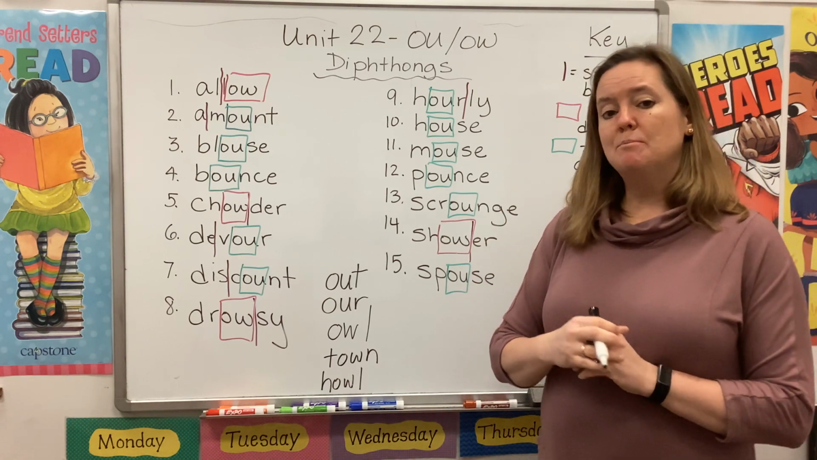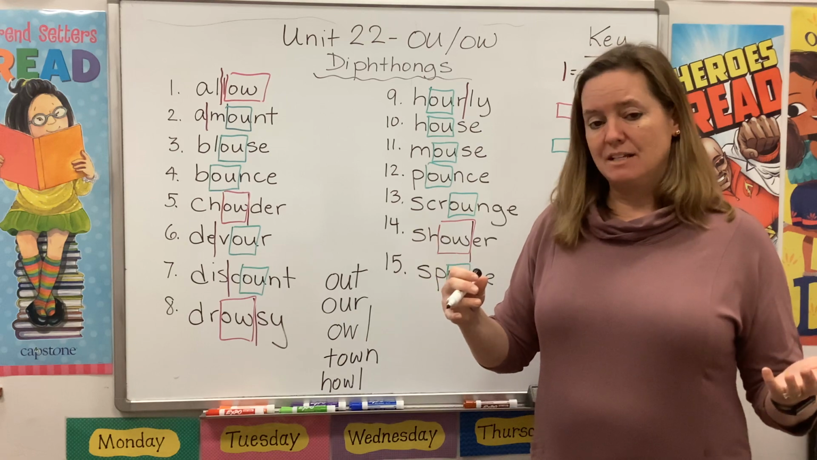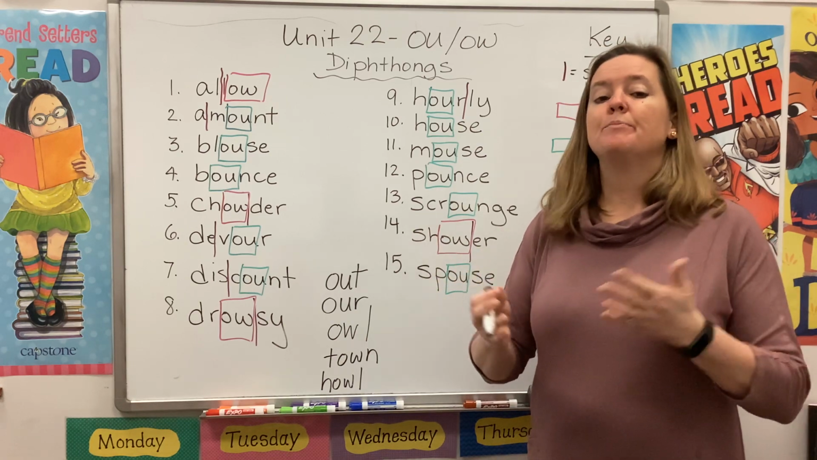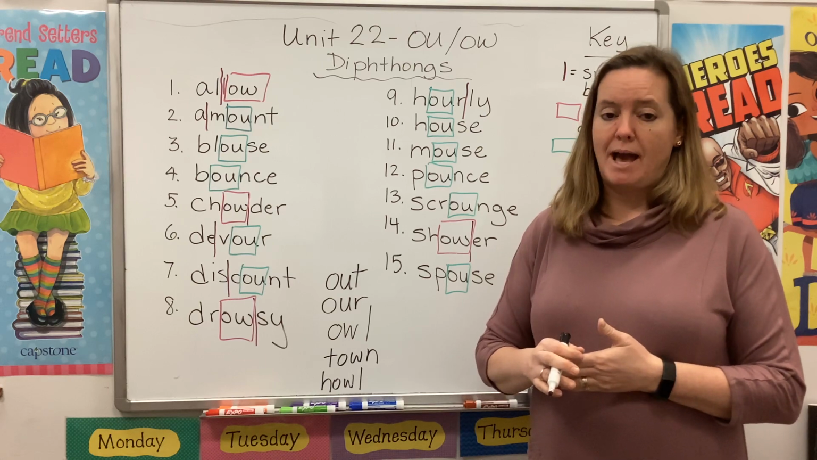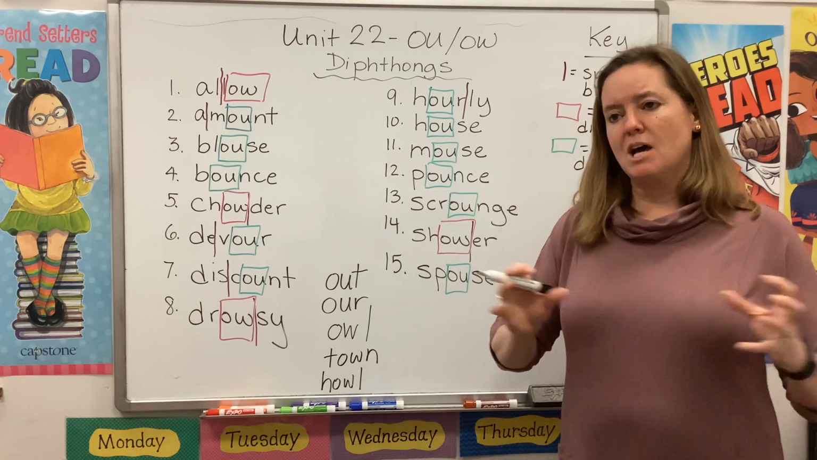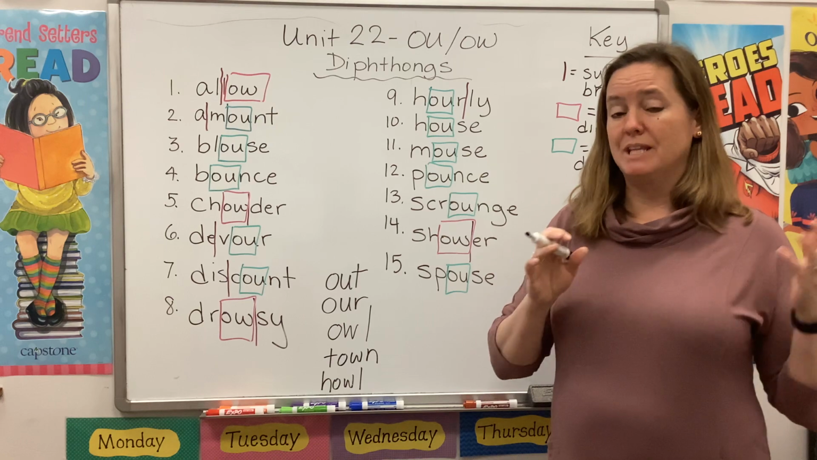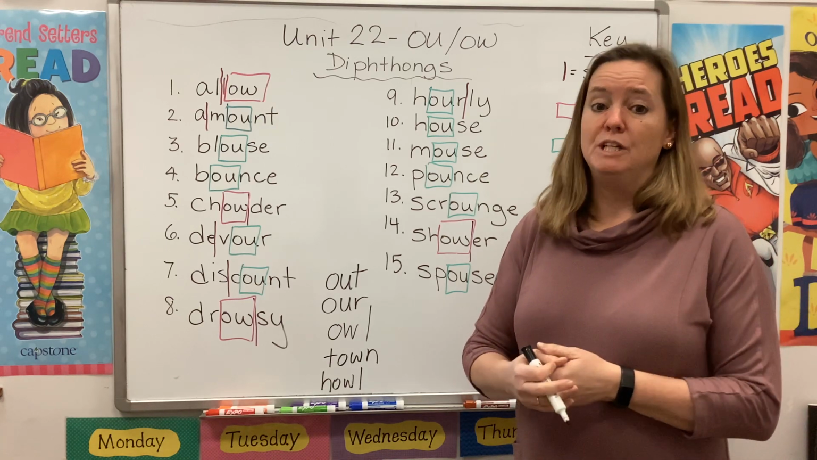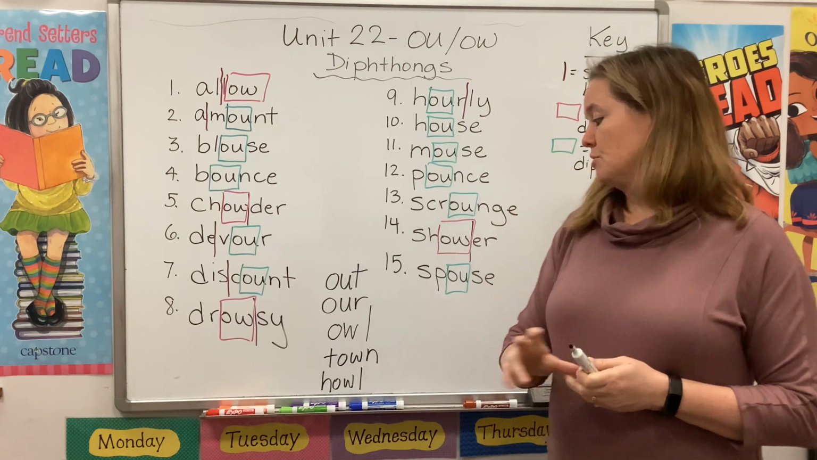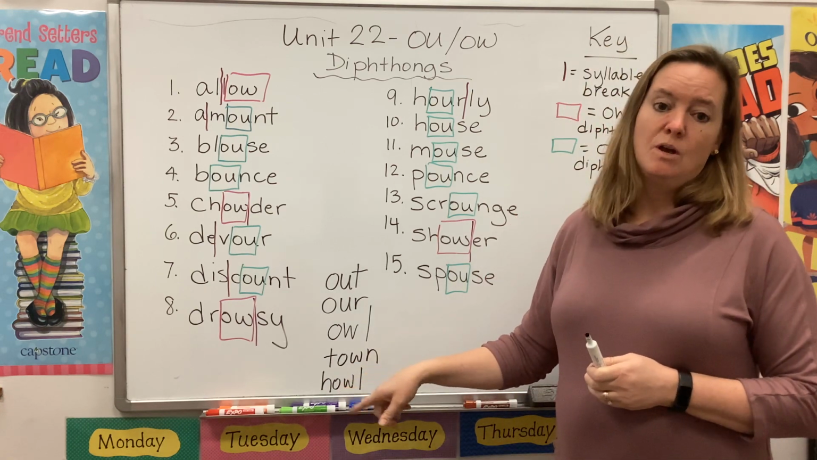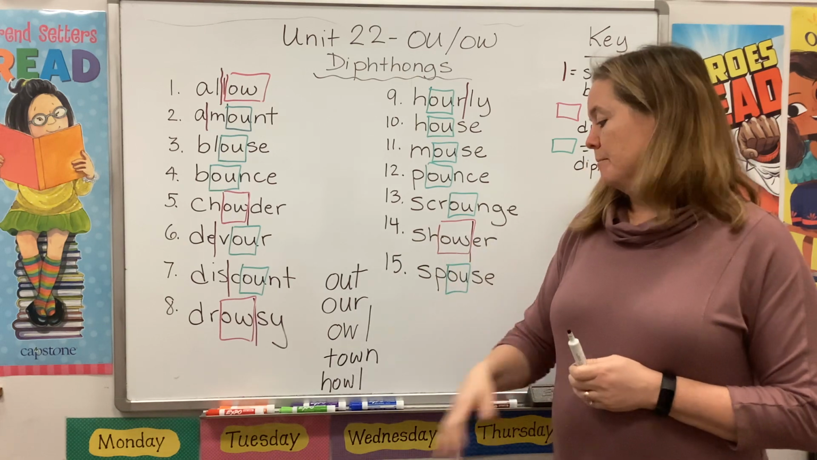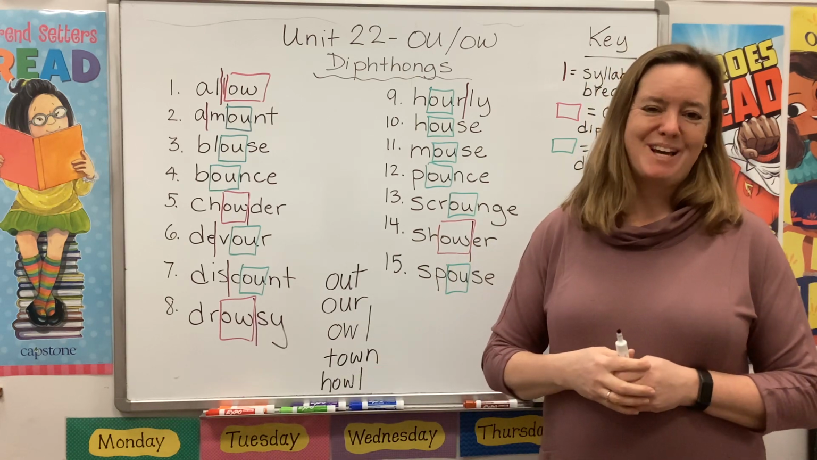So if you're trying to put that ow sound at the end of a word or syllable, and you don't know which diphthong to use, OW, okay? If you're trying to stretch out a word and you hear that ow sound in the middle of a syllable, it's probably going to be OU, okay? Unless it's a word that rhymes with town, like town and clown and down, or howl, okay?